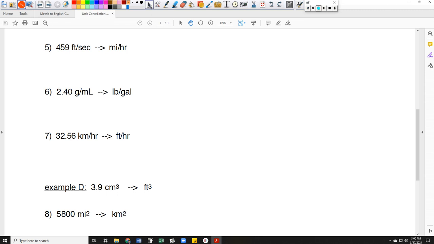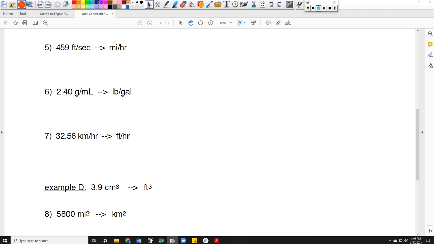Now, feet per second to miles per hour. Which one of those are you more familiar with? Miles per hour. We don't understand what feet per second is. Does anyone know what things may be measured in feet per second? Walking, maybe. Possibly. Bullets. Baseballs. Objects that are thrown, objects that are moving. Smaller objects. So you have no idea how fast 459 feet per second is. Well, let's figure it out, because you do know miles per hour.